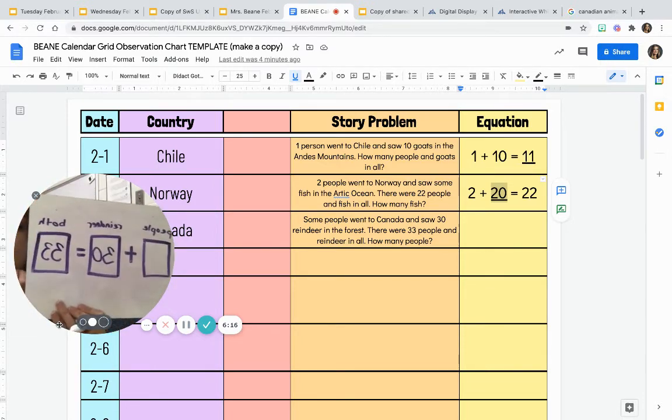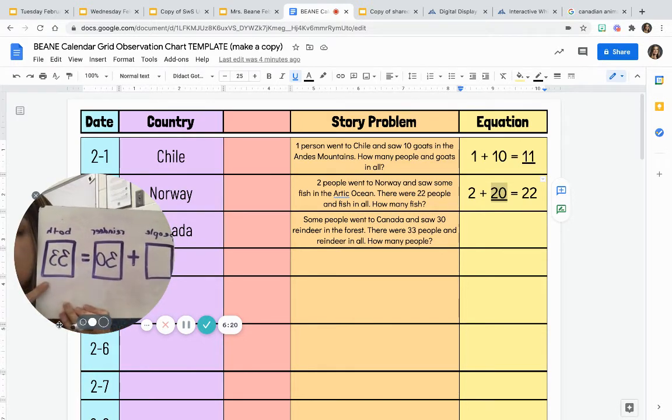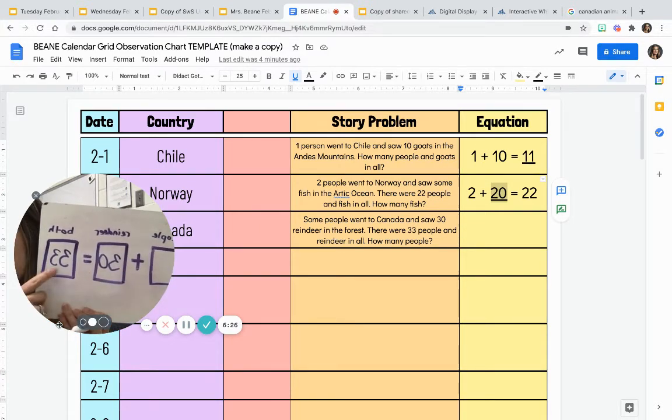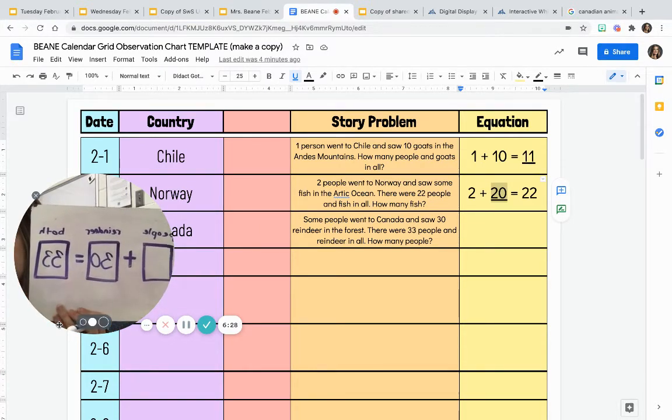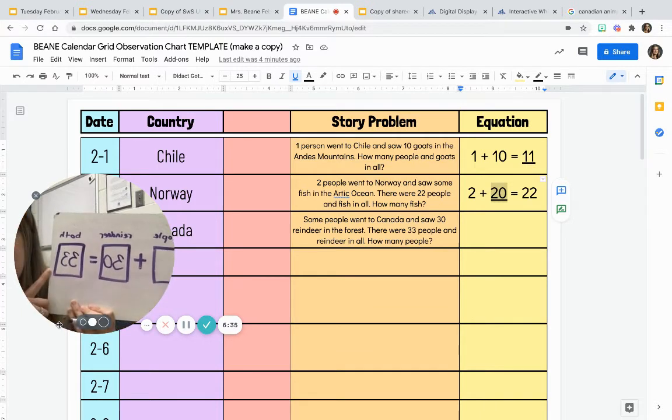So using what I do know, the number of reindeer and the number of both, how can I figure out how many people there were? What plus 30 is going to equal 33? Think in your head. What plus 30 equals 33?